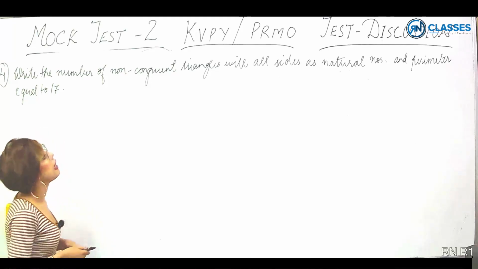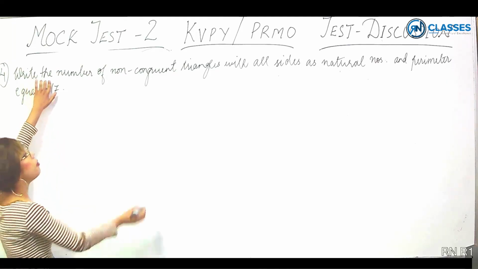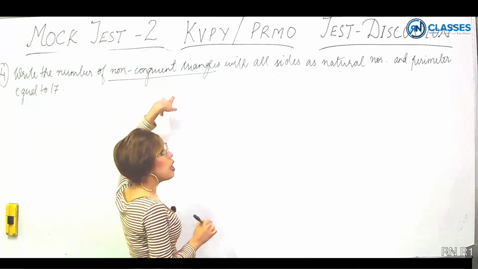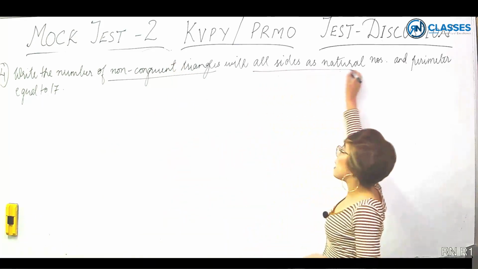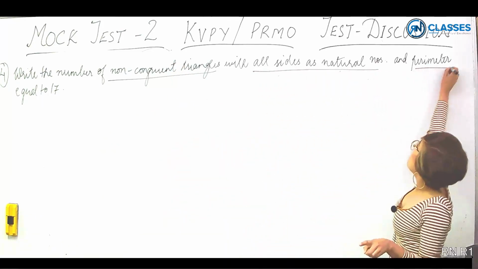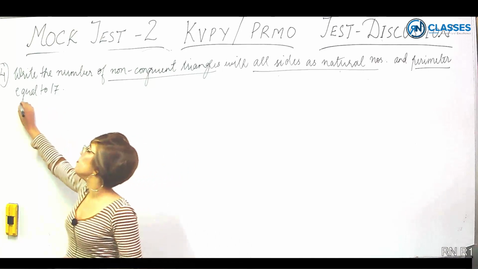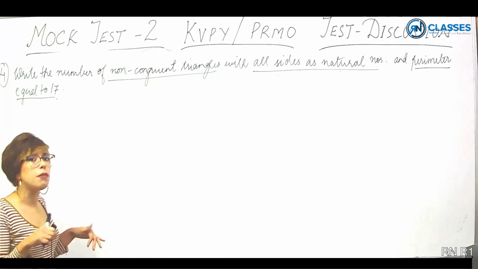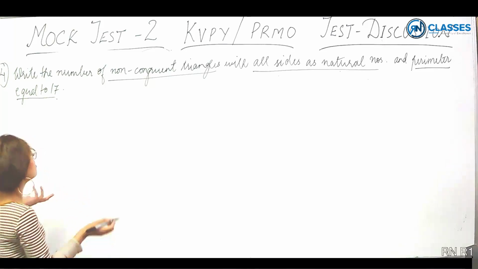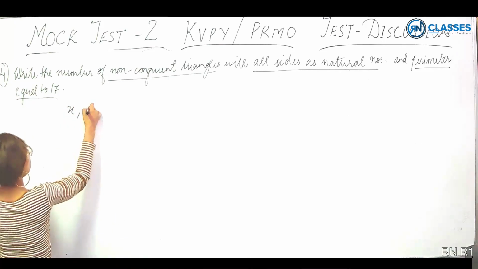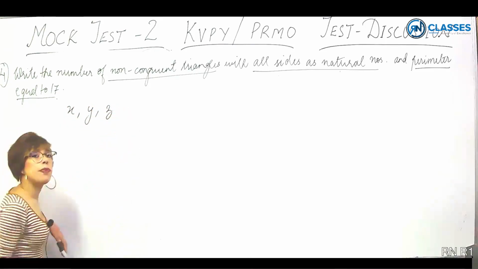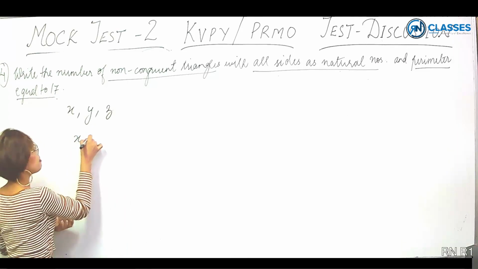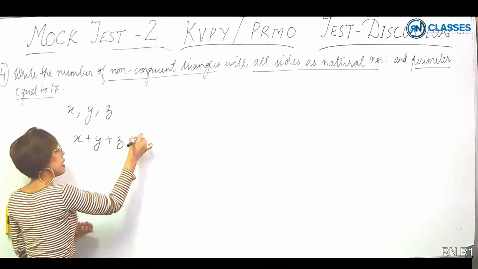Alright, let's move on to the next one. He says write the number of non-congruent triangles with all sides as natural numbers and perimeter equal to 17. Now, perimeter is equal to 17, that means the sum of all the sides is 17. So, let me consider my sides to be x, y and z. Perimeter 17, that means x plus y plus z is equal to 17.